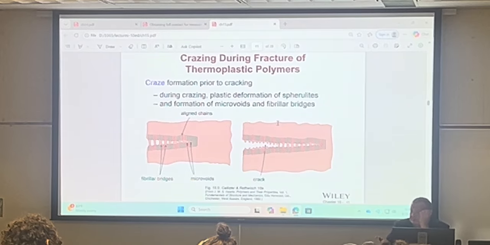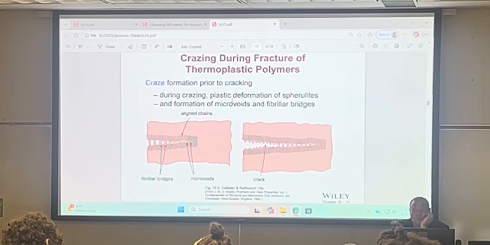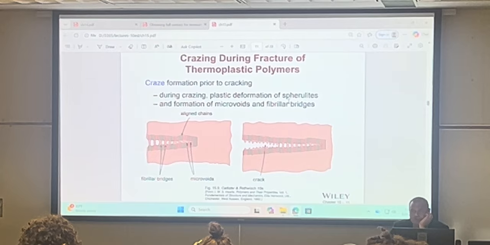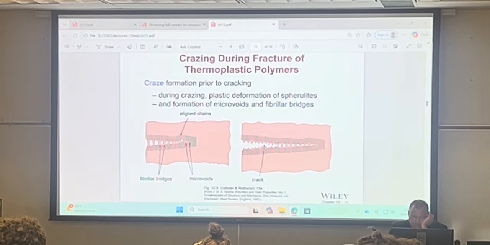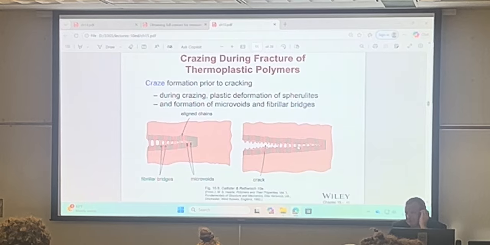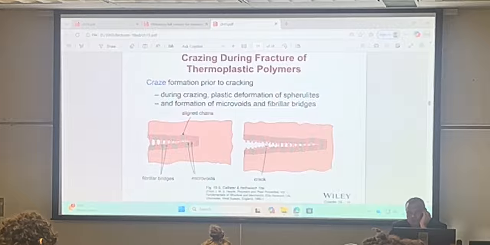Next semester, I'm scheduled to teach fracture mechanics, which deals with the resistance of crack propagation. Here's an example of crazing, which is plastic deformation of spherulites in the crack wake, and formation of microvoids, which happen ahead of the crack tip. This is the mechanism for the propagation of the crack, and this is actually a toughening mechanism. That's why polymers are typically tough, and they withstand crack propagation very well because of this mechanism.